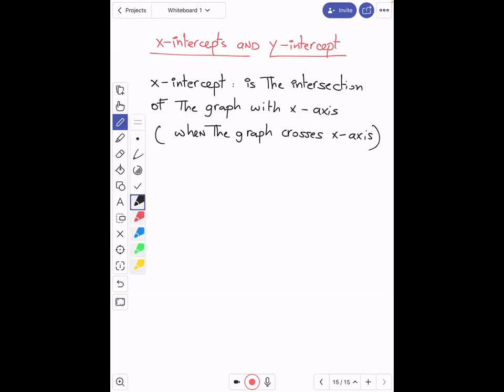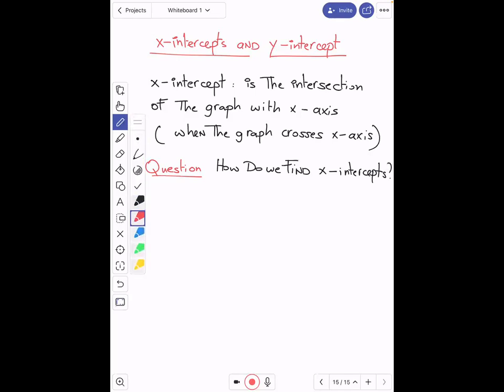So the question is how, first, I'm going to try to find the x-intercept. I'm going to show you using graphs and equations how to find the x-intercept. So how do we find the x-intercept? I'm going to start with the graph because I think that the graphs are easier. So how do you find the x-intercepts?